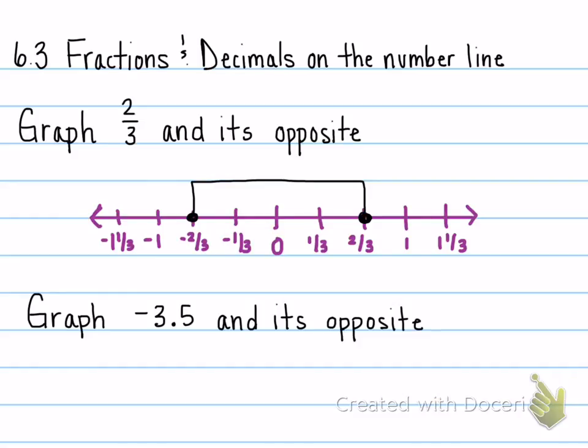So I want you to graph negative 3 and 5/10 and its opposite. When I'm thinking about what interval I want to go by to go into 3 and 5/10, I know that 5 goes into 35, so I could count by 0.5 or 5/10, which is really halves. Or I also know that 5 times 7 is 35, so I could even go by 0.7 if I wanted to. So let's take a look at how that would look.